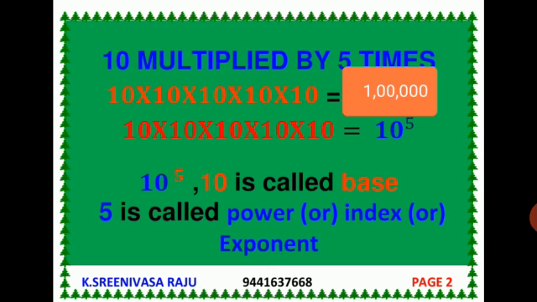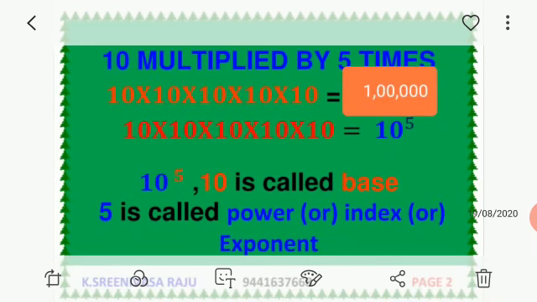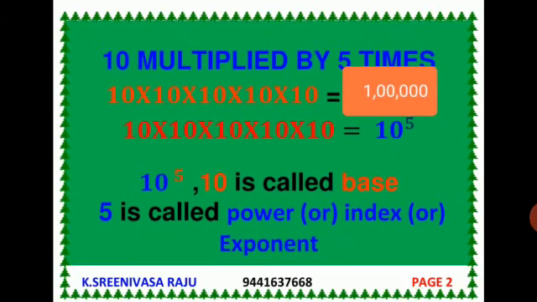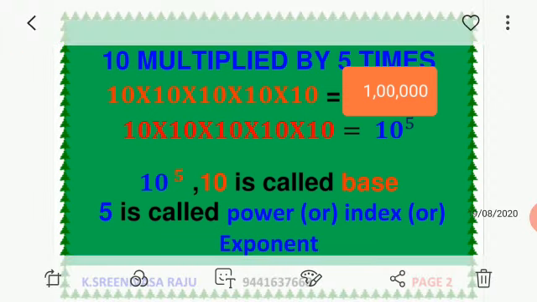So this can be written in another method. 10 into 10 into 10 into 10 into 10 can be written as 10 power 5. In this multiplication, 10 is multiplied 5 times, so this can be written as 10 power 5. In 10 power 5, 10 is called the base. 5 is called the power or index or exponent.